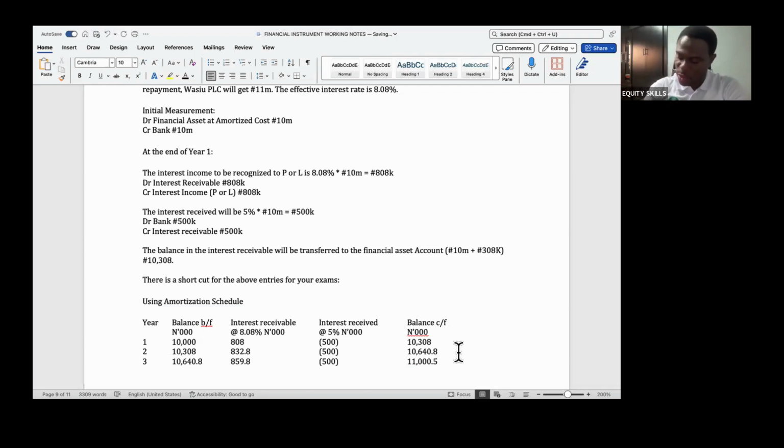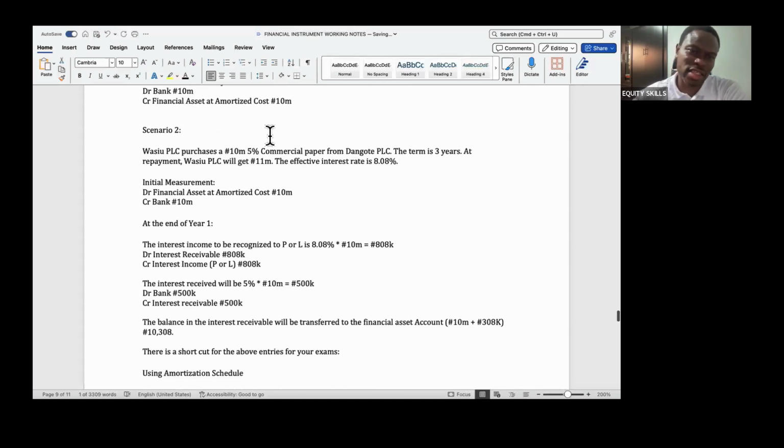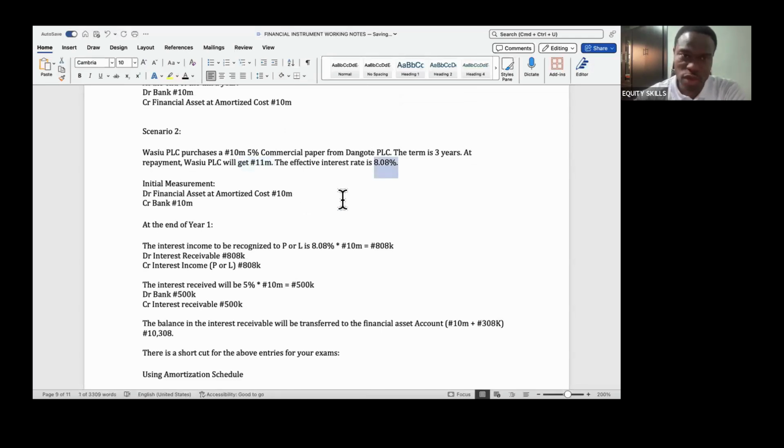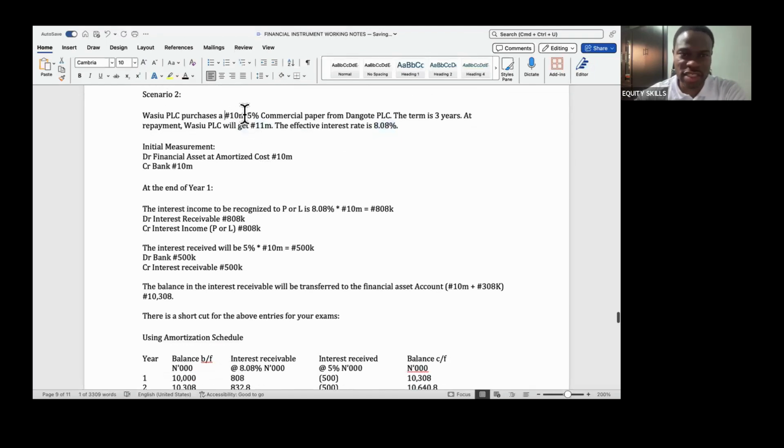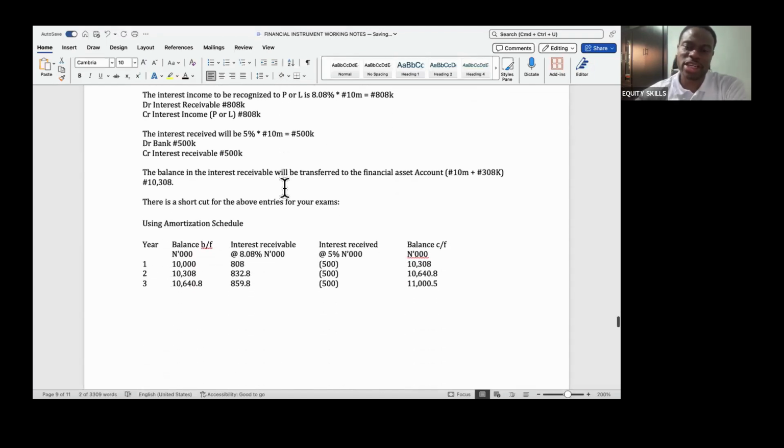Now, one thing you should notice is this. The figure at maturity is exactly this 11 million. So this effective interest rate is so powerful that it has gradually increased this 10 million to 11 million. That's amortized. It has amortized that interest over the period, which is accrual basis. So it has recognized that 1 million for you with this approach.